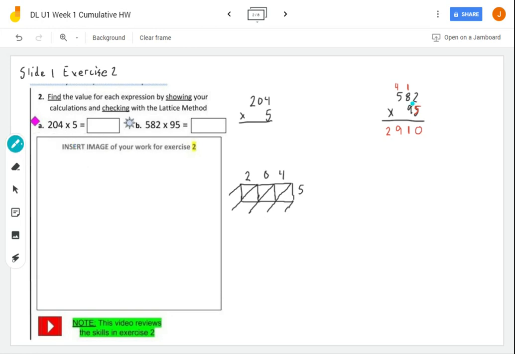Now I'm going to cross out the 5. I have to cross out the regroups because those are no longer important. I've got the numbers that I need from them, but I'm not going to erase them because I want to make sure that I can go back and go through it if I made a mistake.